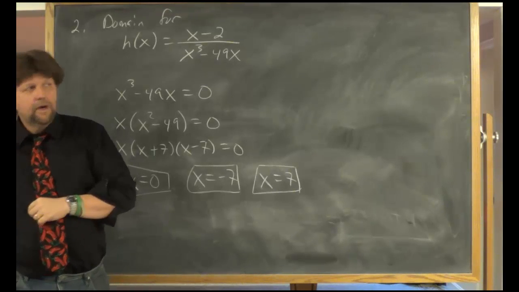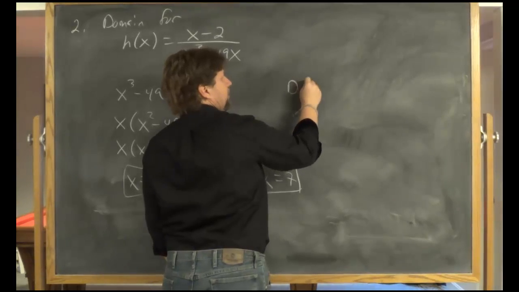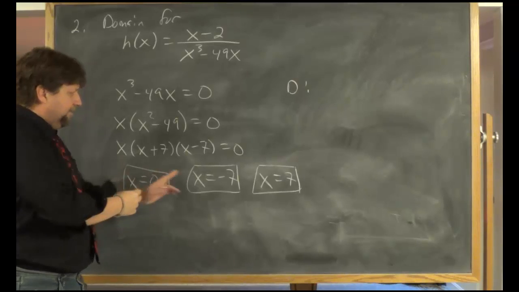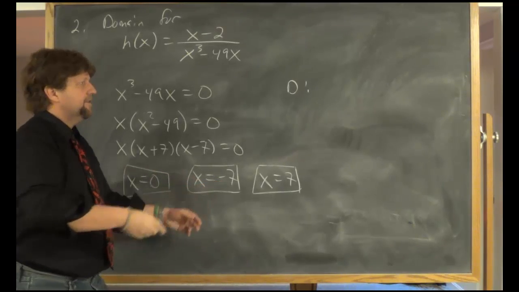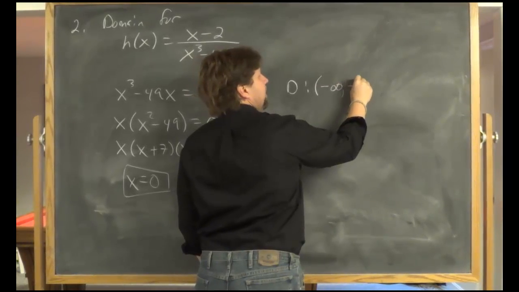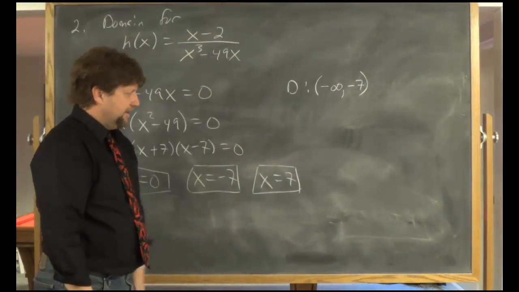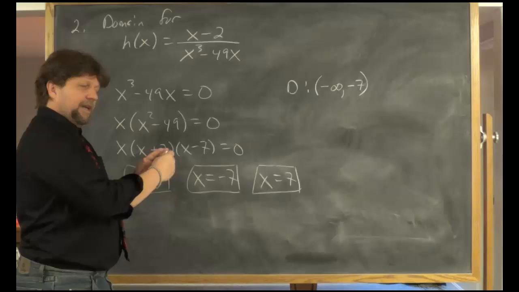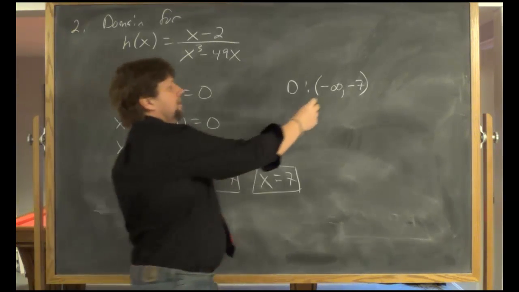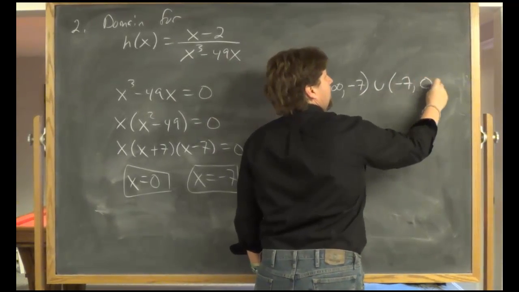So I asked you to write the domain in interval notation. Here's what it would look like. We can pick any negative number we want up to a value of negative 7. So the domain starts off negative infinity to negative 7. We can't pick negative 7, hence the parenthesis around negative 7. Now we can pick any number we want from negative 7 up to 0. So we'll union this with negative 7 up to 0.